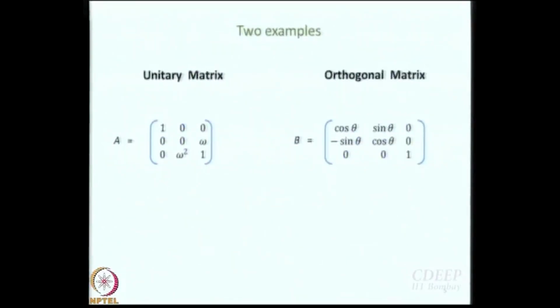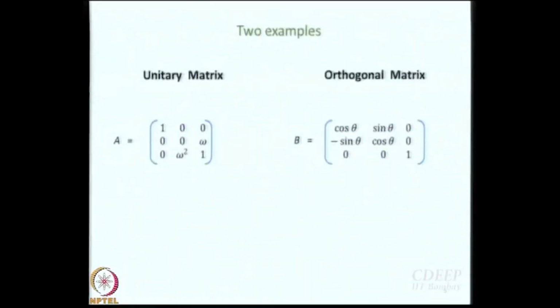What is the second row? 0 0 omega square is just the transpose. I want the adjoint. 0 0 omega. What is the third line? 0 omega square 1. Right? Is this right? 1 0 0 0 0 omega 0 omega square 1.